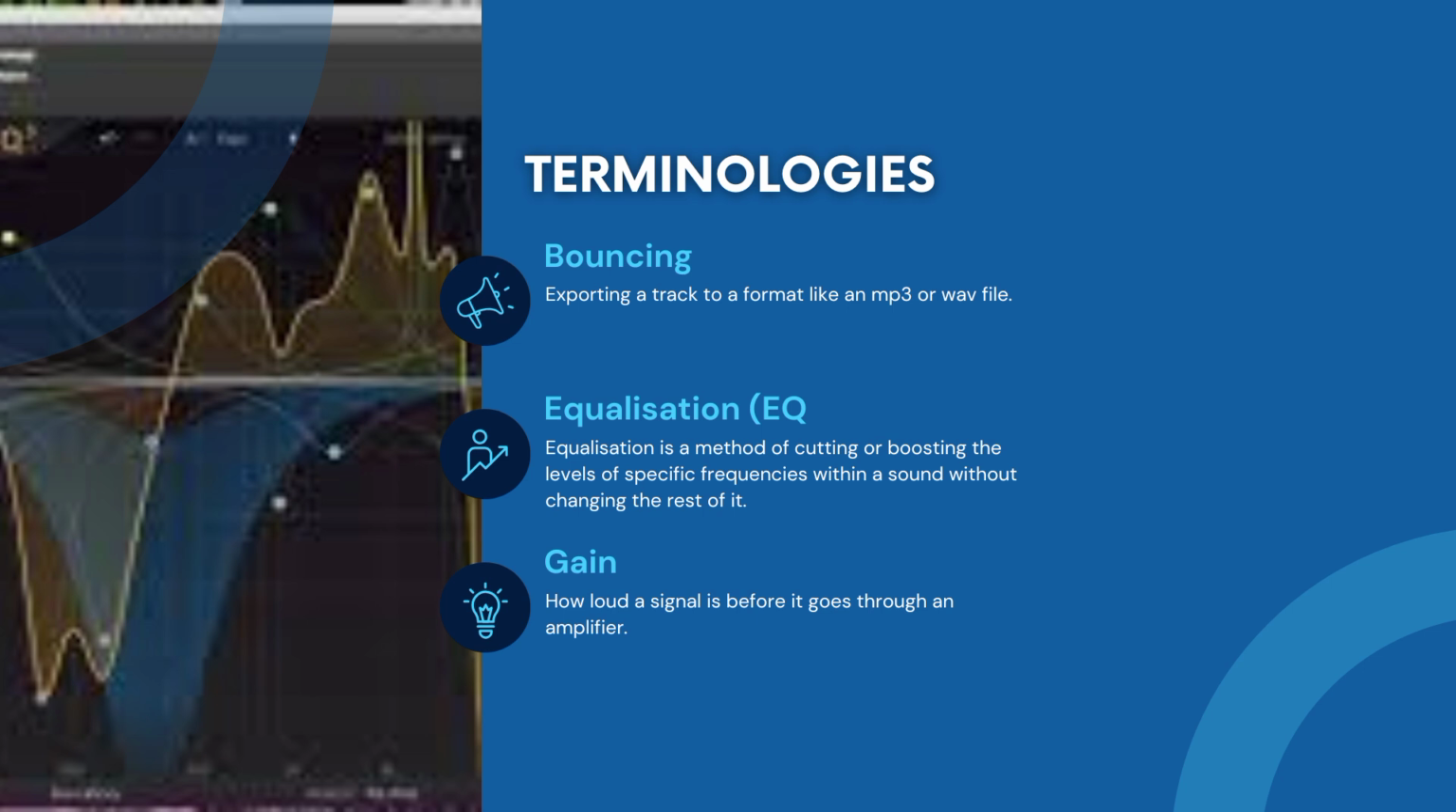Now the next thing we're going to do is gain. Gain is how loud a signal is before it goes through an amplifier. So just before any processing takes place, just before any mixing takes place, how loud is our input signal? That is what gain is.